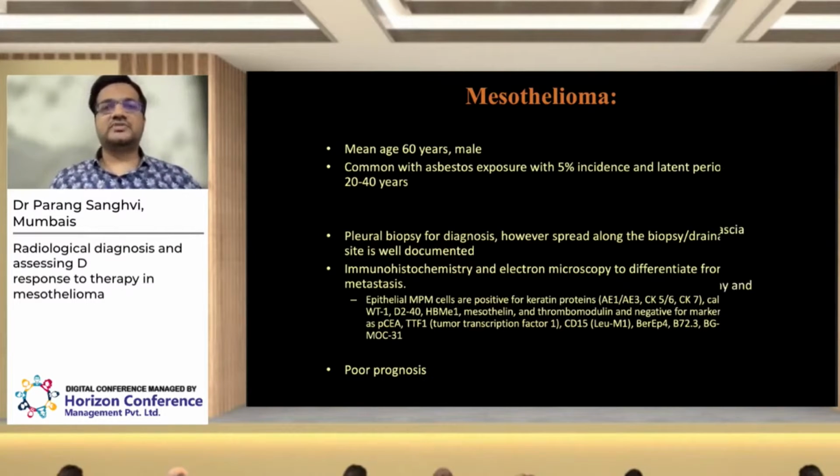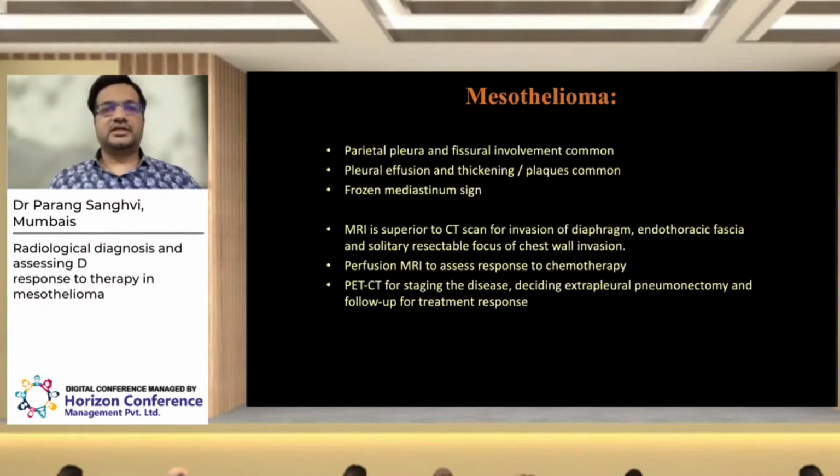So imaging again becomes important, especially to differentiate it from benign pleural plaques and other diseases that might be present, especially in our country in the presence of tuberculosis. Typically mesothelioma involves the parietal pleura, and fissural involvement is very common, which really helps, and I'm going to discuss that in the coming slides. It typically presents with pleural thickening and mass-like thickening along with pleural effusion. There is also something called the frozen mediastinum sign, and I'll show it with examples.